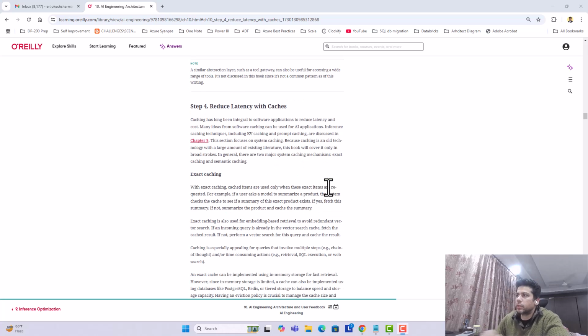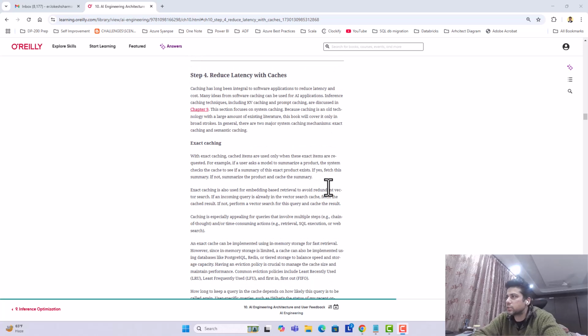So let's do the book reading. Caches have long been integral to software applications to reduce latency and cost. Many ideas from software caching can be used for AI applications. Inference caching techniques, including KV caching and prompt caching, are discussed in Chapter 9. This section focuses on system caching because caching is an old technique with a large amount of existing literature. This book will only cover it in broad strokes. In general, there are two major system caching mechanisms: exact caching and semantic caching.